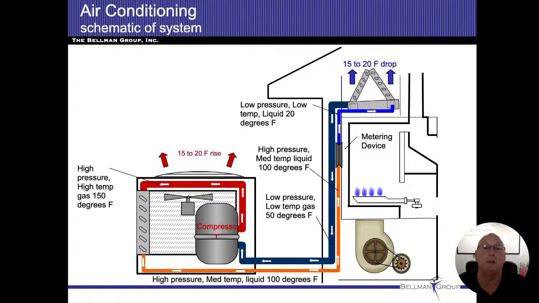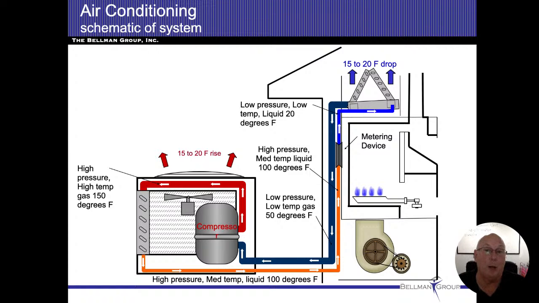We're still high pressure. Our temperature is dropped, so we're medium temperature, and we're a liquid, so roughly about 100 degrees. As we go through our metering device, we're going to drop our pressure. When we drop our pressure, we drop our temperature. And that's going to also be a liquid. It's going to remain a liquid. So low temperature, low pressure, liquid, roughly about 20 degrees.